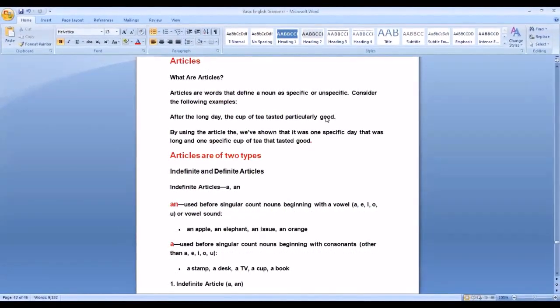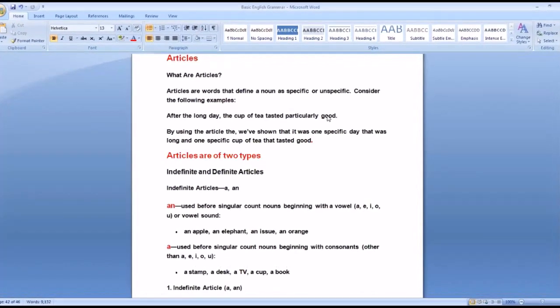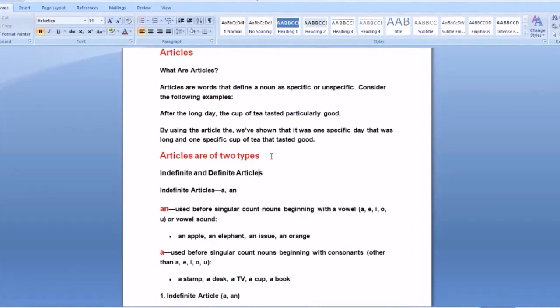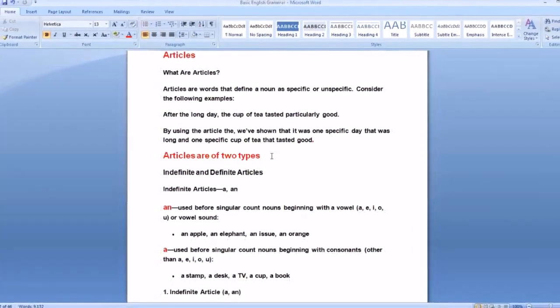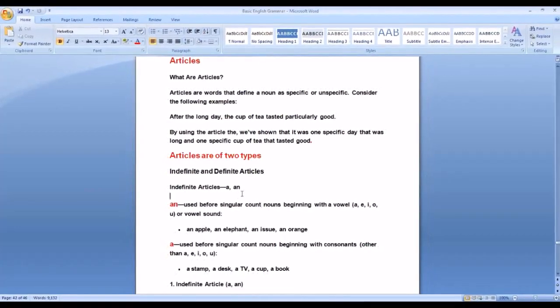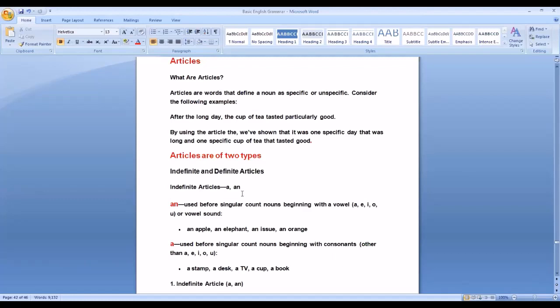So when we use article, we use article either to specify or unspecify a noun. Okay. Articles are of two types: indefinite article and definite article. First, we will study indefinite article. Indefinite articles are a and an. Where do we use an?